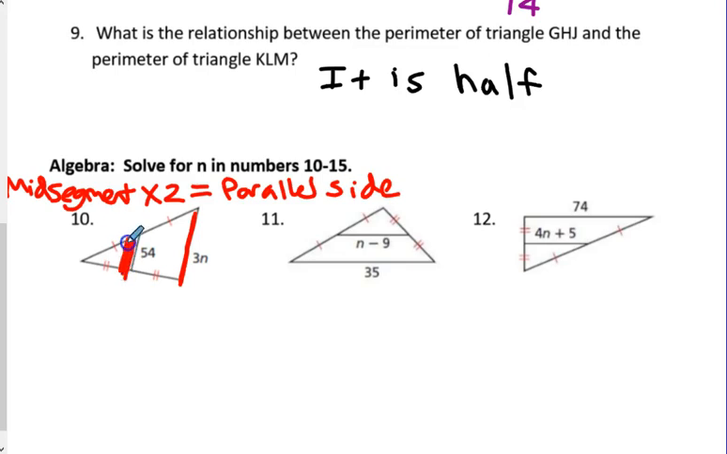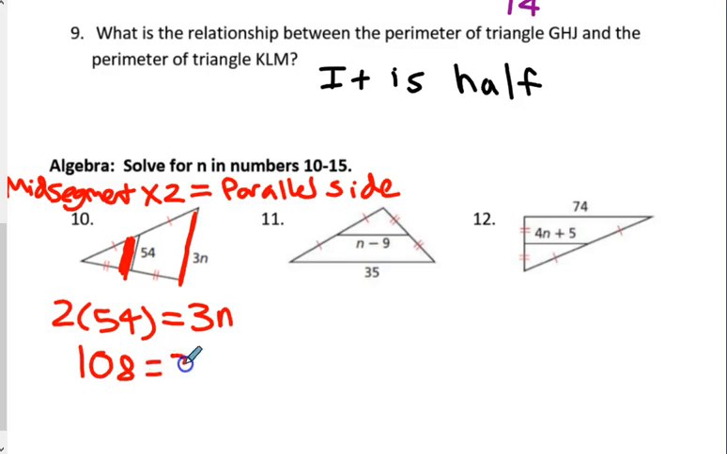So the mid-segment on number 10 is 54. So 2 times 54 equals 3n. I multiply 2 times 54 and I get 108. That equals 3n. Then I divide by 3 and I get, let's see here, 36. Now I did that kind of fast because you can go back and replay this, but those are my steps. Multiply and then divide.